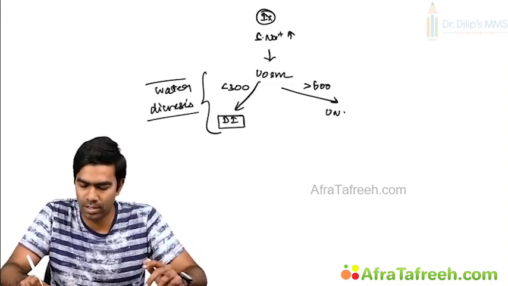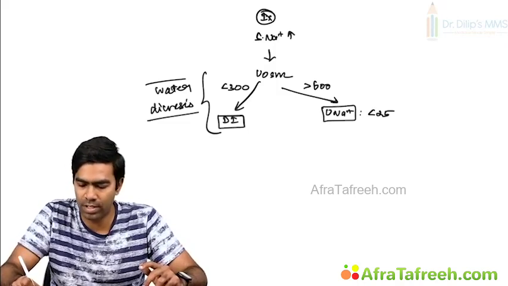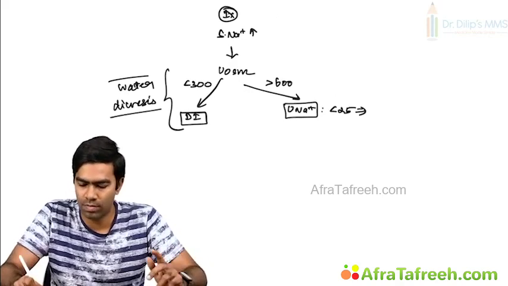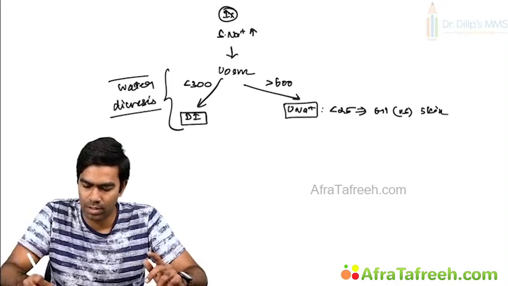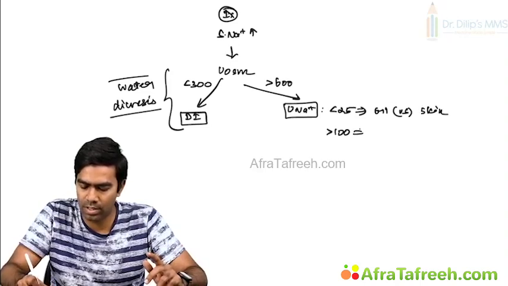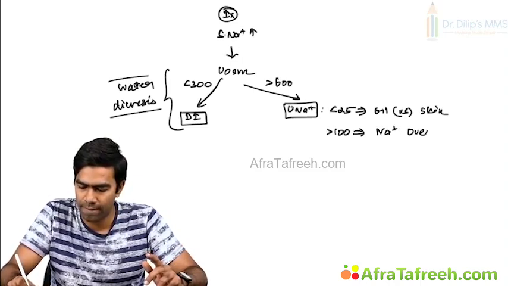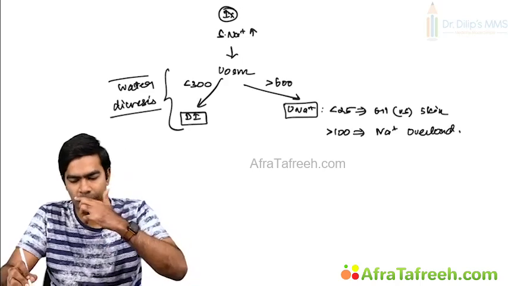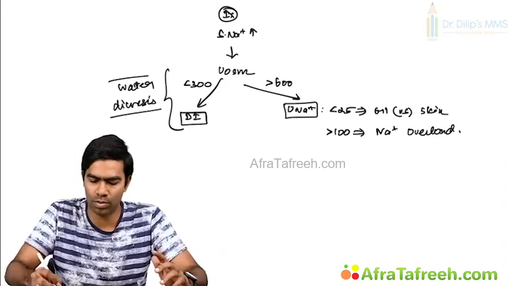So in this condition, see the urinary sodium. If it's less than 25, it's non-urinary water loss, which means it could be a GI or skin-related cause. If it's more than 100, it's likely to be a salt overload in the body. It could be either due to iatrogenic salt overload or due to accidental seawater ingestion. So it's a salt overload.